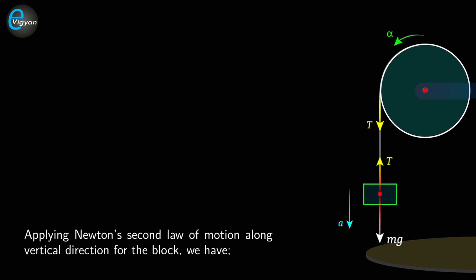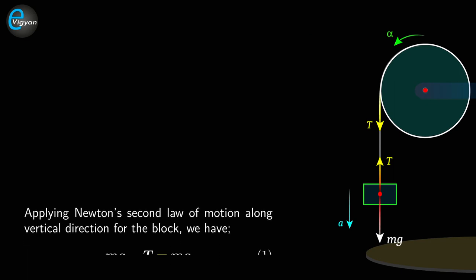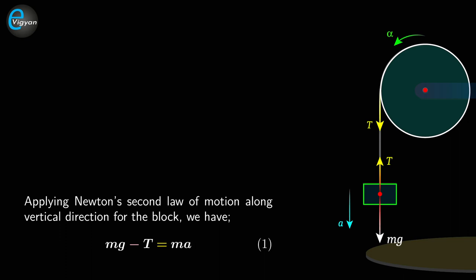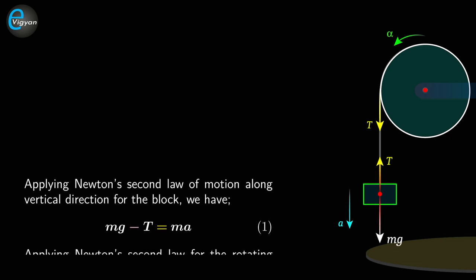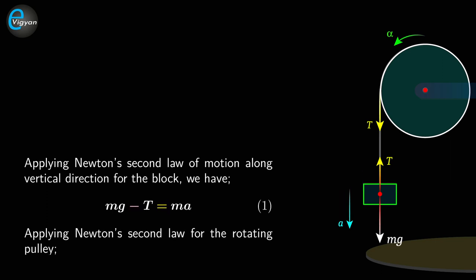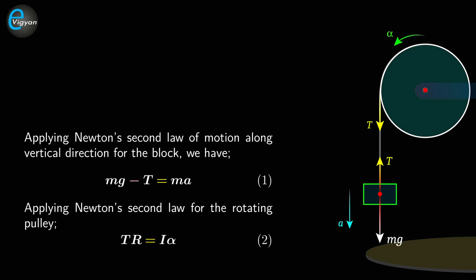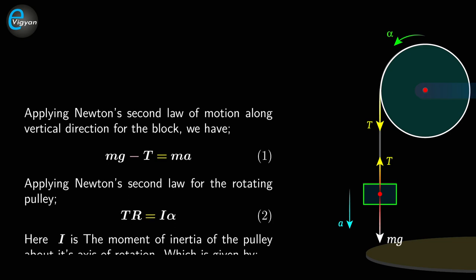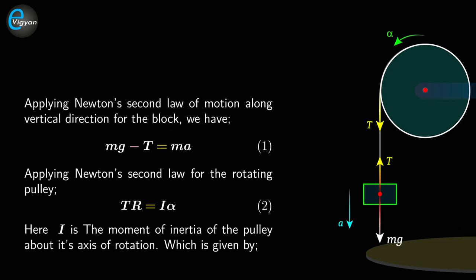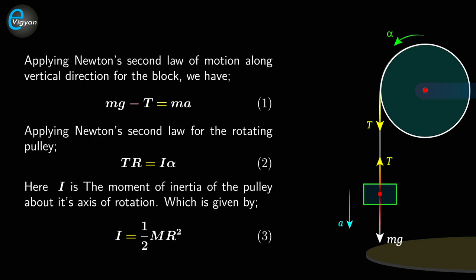By applying Newton's second law of motion along the vertical downward direction for the block, we have mg minus T equal to ma. Here mg minus T is the resultant force along the direction of acceleration. Let's say this is equation number 1. By applying Newton's second law of motion for the rotating pulley, we have Tr equal to I alpha. Let's say this is equation number 2. Here I is the moment of inertia of the pulley about its axis of rotation, which is given by I equal to half Mr square. Let's say this is equation number 3.